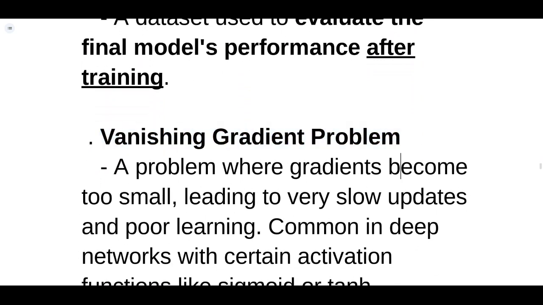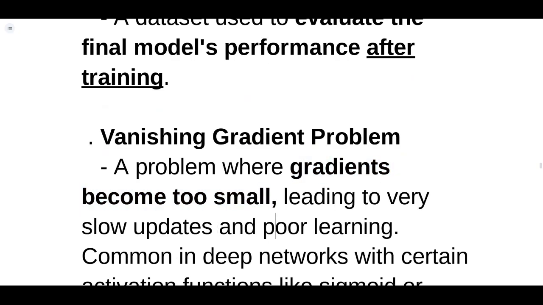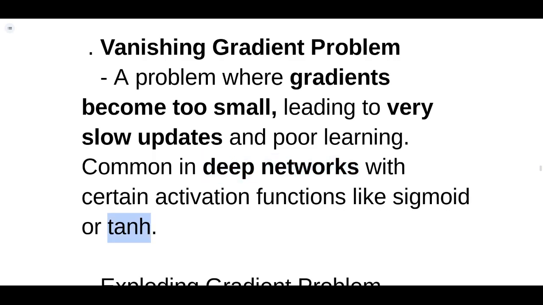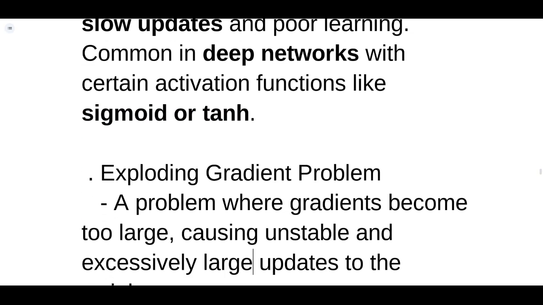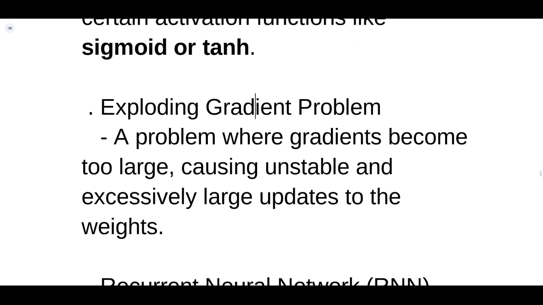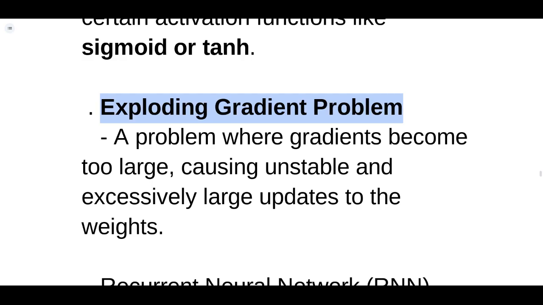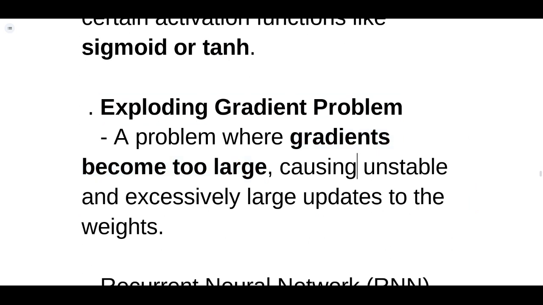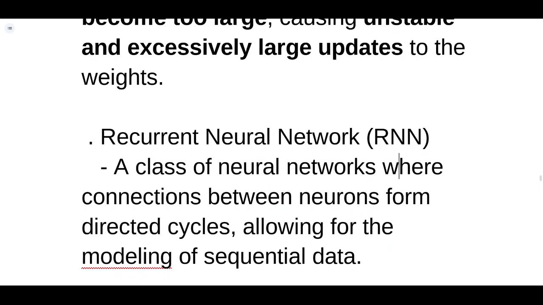Now, what is the vanishing gradient problem? It's a problem where gradients become too small, leading to very slow updates and poor learning. It is common in deep networks with certain activation functions like sigmoid or tanh. The exploding gradient problem is where the gradients become too large, causing unstable and excessively large updates to the weights.